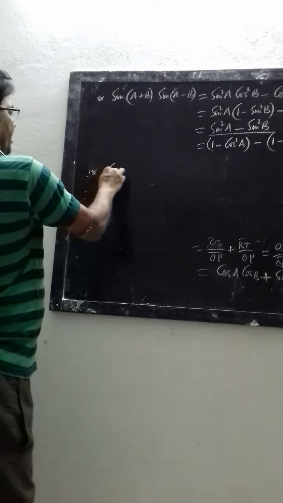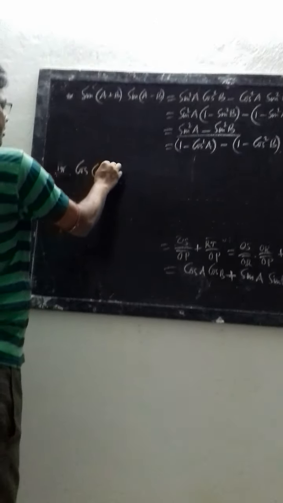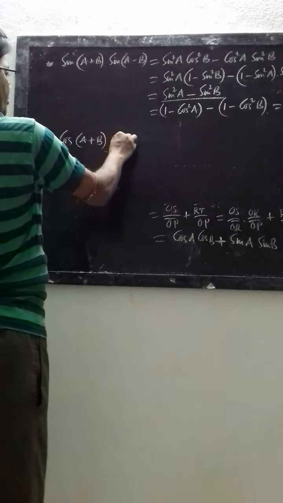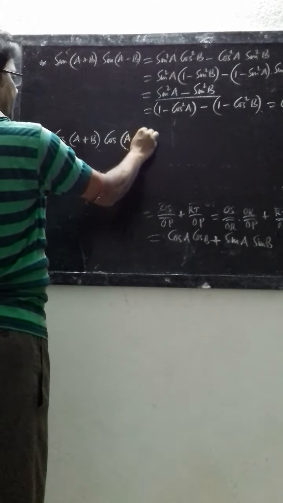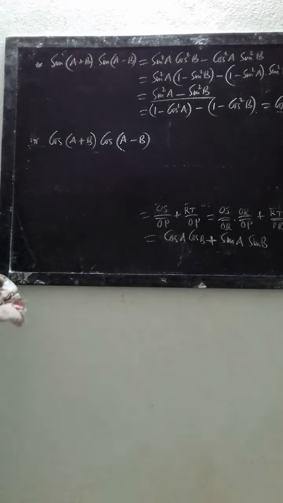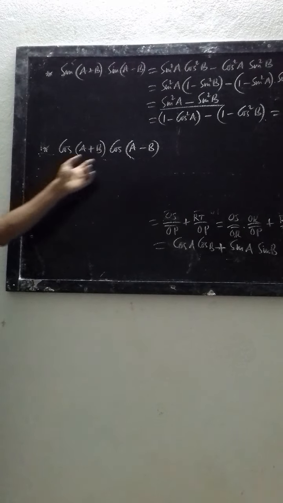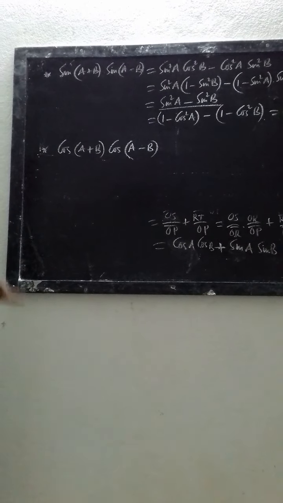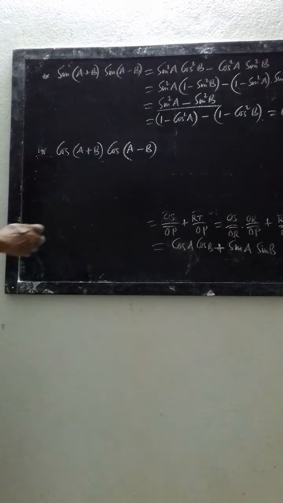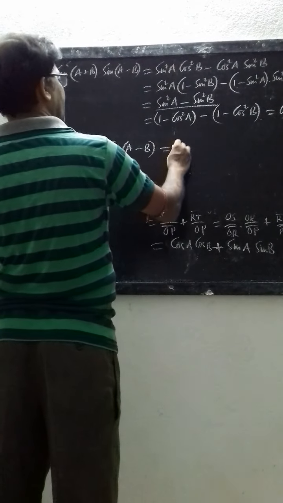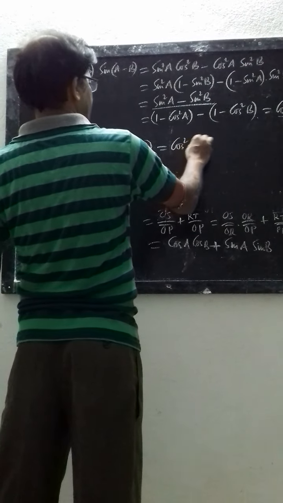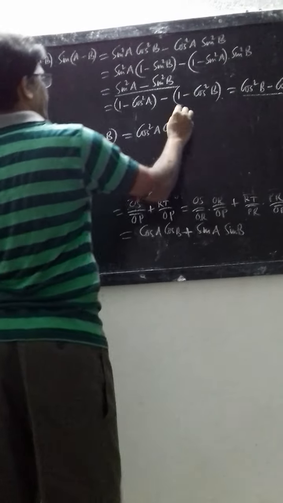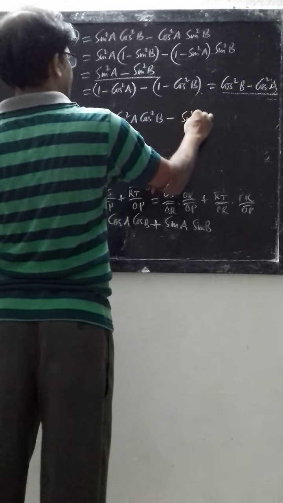Again cos(A+B) into cos(A−B). We know that cos(A+B) equal to cos A cos B minus sin A sin B. Cos(A−B) equal to cos A cos B plus sin A sin B. So multiplying we can get cos²A cos²B minus sin²A sin²B.